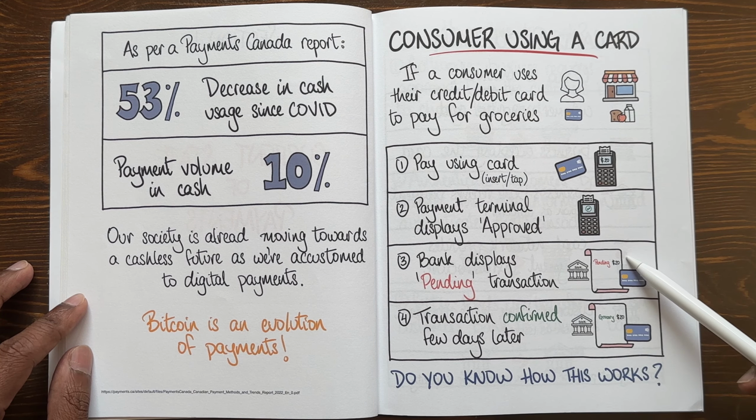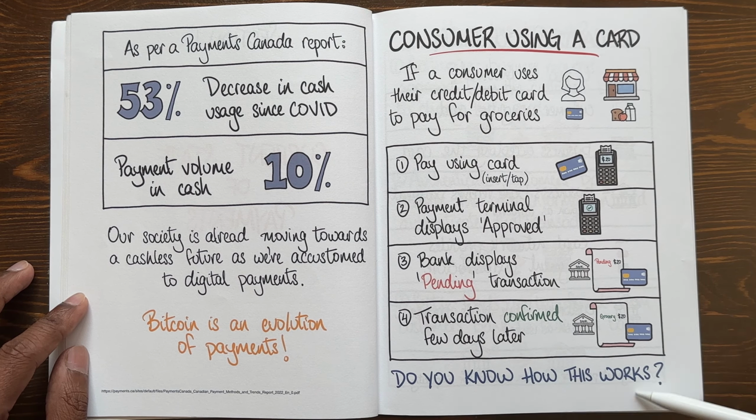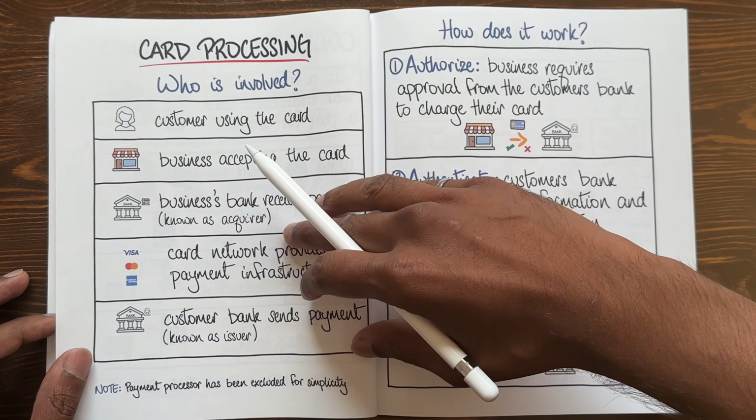Within their bank app or their statement, it says as a pending transaction. And then a few days later, that pending transaction turns into a confirmed transaction. Do you know how this works? There's actually a lot that goes in the background, and let's jump into that.